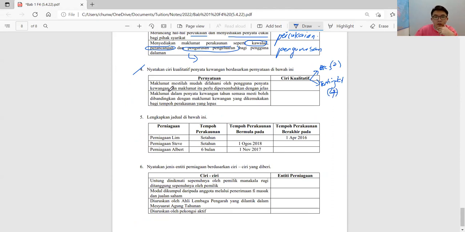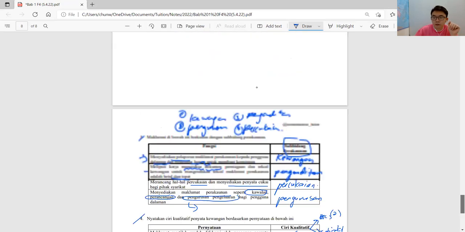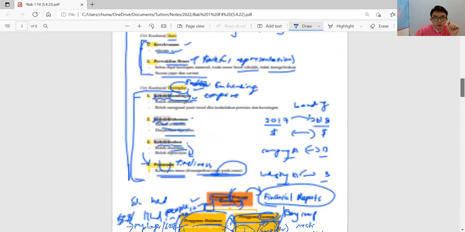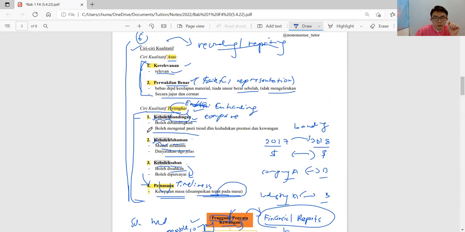Okay, so now look at this one. Maklumat mestilah mudah difahami. Okay, so I told you the keyword. So when it's nampak mudah difahami, you don't have to think twice again. And ini nampak ada jelas. So ini ialah dalam ciri kualitatif tertingkat panggil kebolehfahaman. Correct. Double check again. Ini kebolehfahaman, mudah difahami dan dinyatakan dengan jelas.